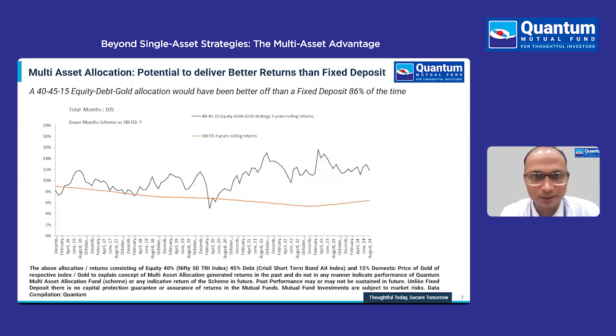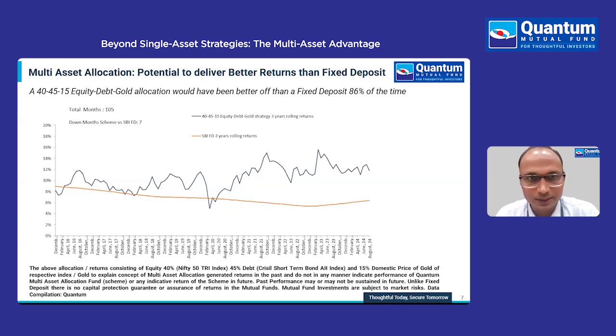Now, even if you look at the rolling return, which I feel is a better indicator. So here we have taken 3-year rolling return, and the orange line shows the SBI fixed deposit, and the blue line shows this multi-asset exposure, which is again 40, 45, 15 allocation. And again, you see a similar kind of trend. More than 86% of the time, this strategy has done better for investors compared to fixed deposits. And you can see the return differential. The differential has been widening, and my sense is probably this differential will continue to widen even further.